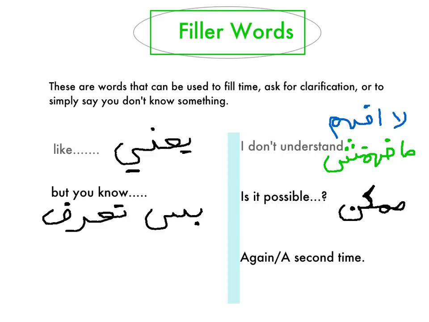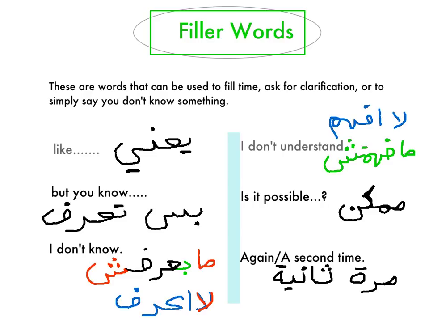Another expression is again, مرة ثانية. So if you want to say, would you please tell me the question again? You say ممكن تقول لي السؤال مرة ثانية. Or simply you can look at the teacher or the person and say مرة ثانية. And the other phrase is I don't know. If you want to say I don't know, you say ما بعرفش. And in Fusha, we'd say لا أعرف.